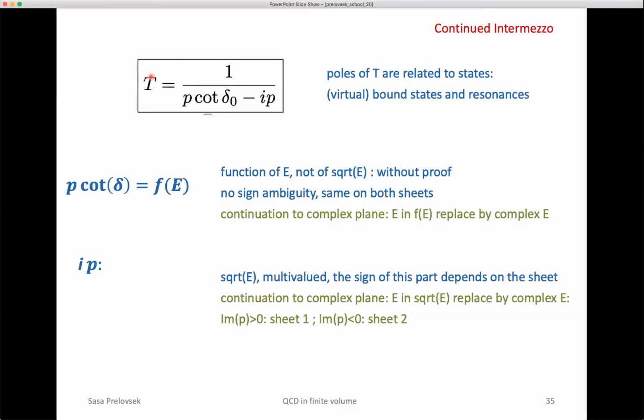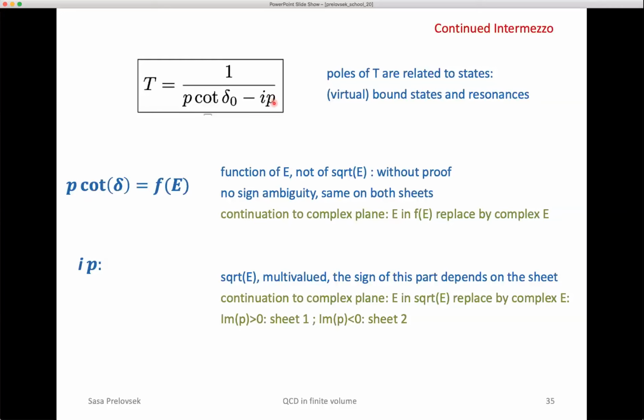So the scattering matrix, as we said, is like this. Now you have this part, and it turns out that this part is only a function of energy. It's not a function of the square root of energy, so there is no sign ambiguity. I'm not proving it to you, but this one is the same on both Riemann sheets. If you want to continue this quantity to the complex plane, you just replace E by complex E naively, and that's it. For our purposes, that's enough.